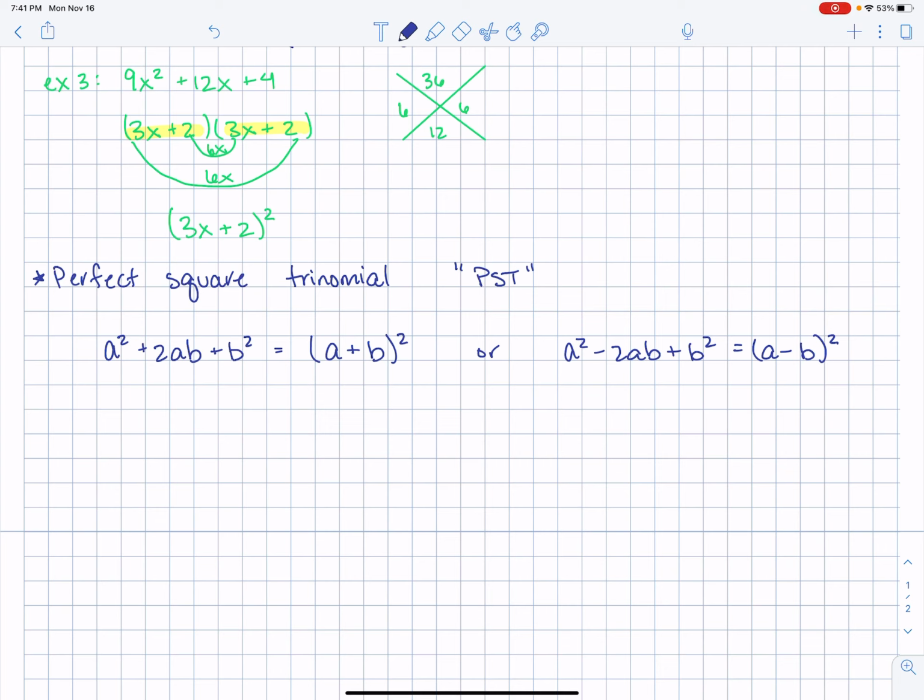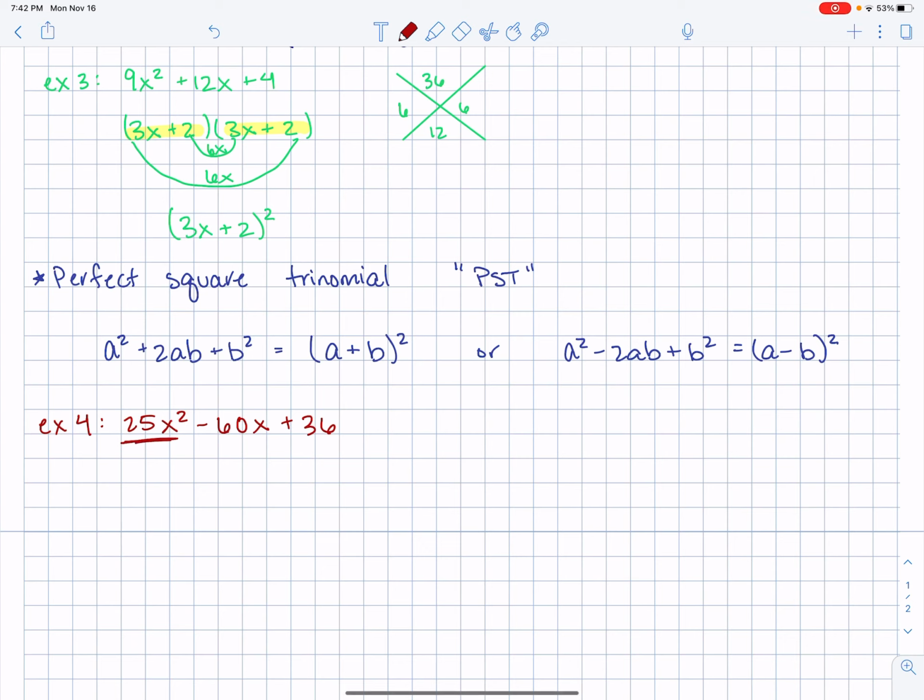Okay, and the reason that we bring this up is because you will often run into problems like this. Example 4. 25x squared minus 60x plus 36. Holy moly, I do not want to set up that diamond. That would be factors of 25 times 36 that add up to negative 60. No, thank you. But let's check some things out here.